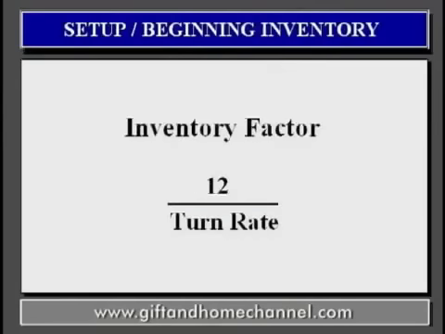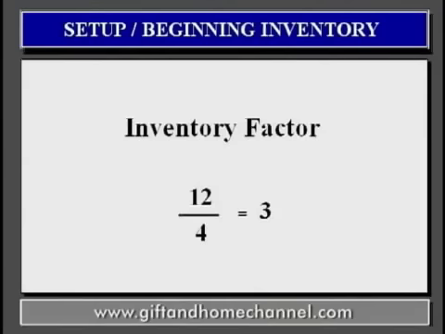Now, the first thing you need to come up with is an inventory factor, and that is nothing more than the number 12 for 12 months divided by your turn rate. In this case, our turn rate is 4. We divide that into 12, and we get an inventory factor, which some people call a stock-to-sales ratio, of 3. And what that means is that you need 3 months' worth of sales in inventory in order to support 1 month's worth of sales at a 4-time turn rate.